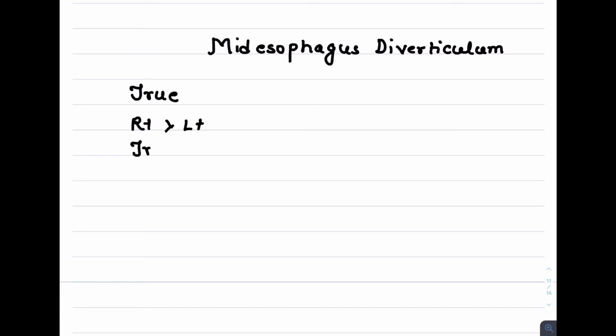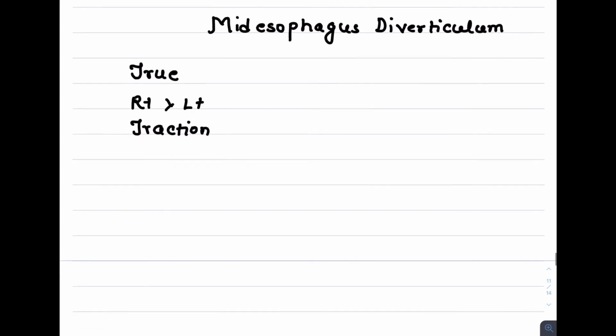As the name suggests, they will be present in the mid-esophagus. And what is the most common type? There will be traction from the fibrous band. It will involve all the layers. So let's write them down. It's a true diverticulum. It is more common on the right side. It's a traction type. Traction means pull from the outside.